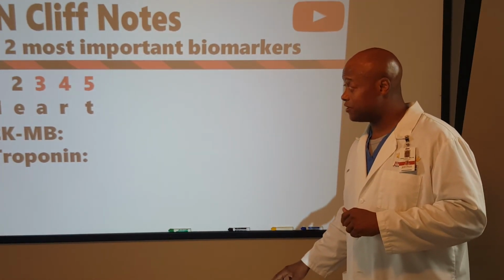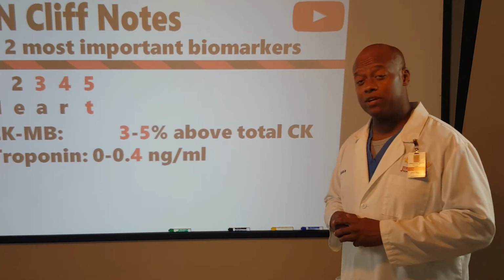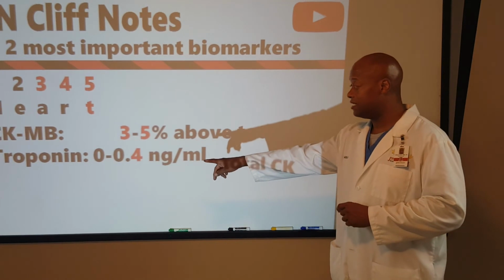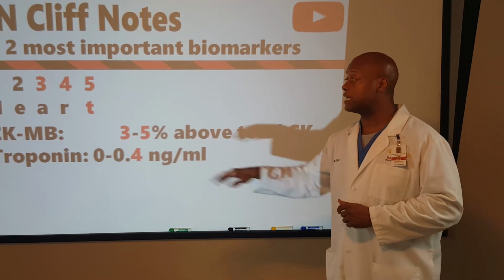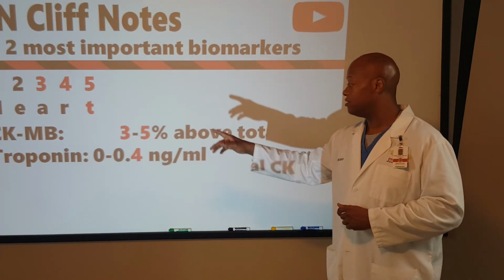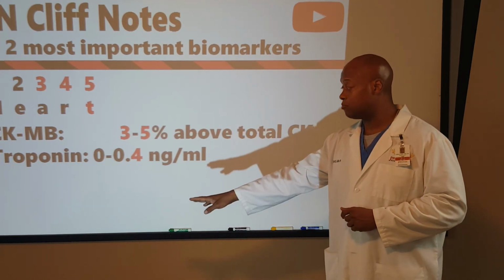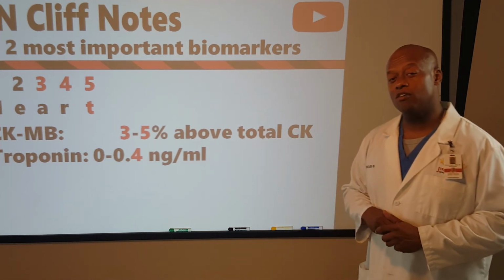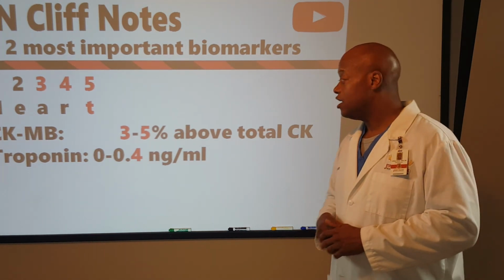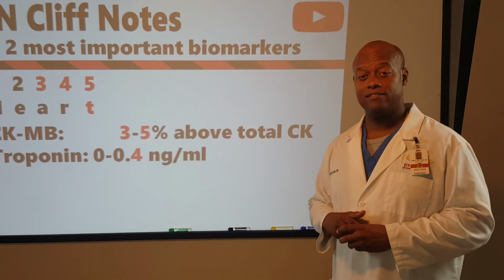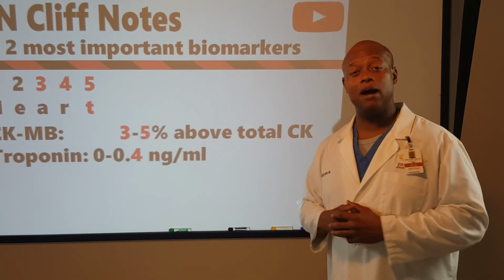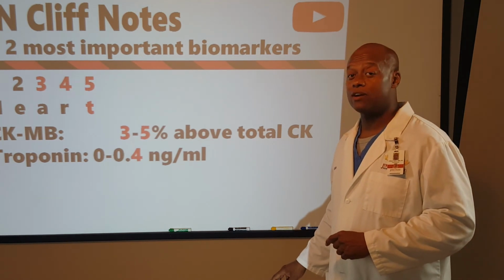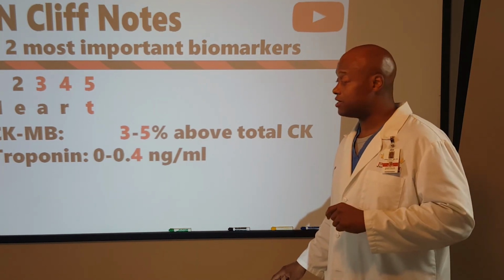So we take this a step further, and we realize that, like we talked about earlier, the CKMB, its normal range is what? 3 to 5. Okay? Then the troponin, its normal level is 0 to 0.4. 3, 4, 5 in our most important biomarkers, right? Absolutely. We're going to work with that some more in upcoming video series.